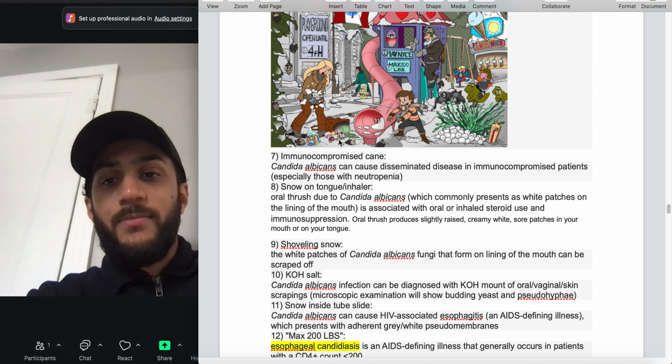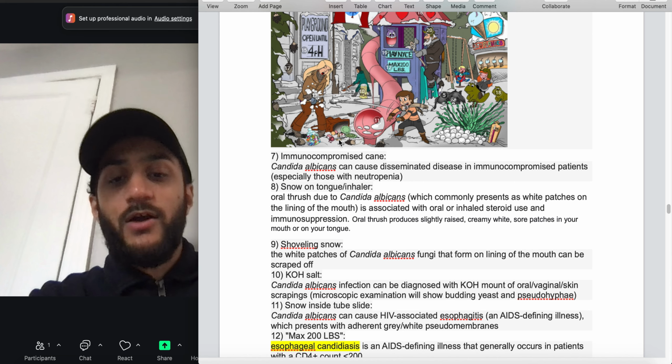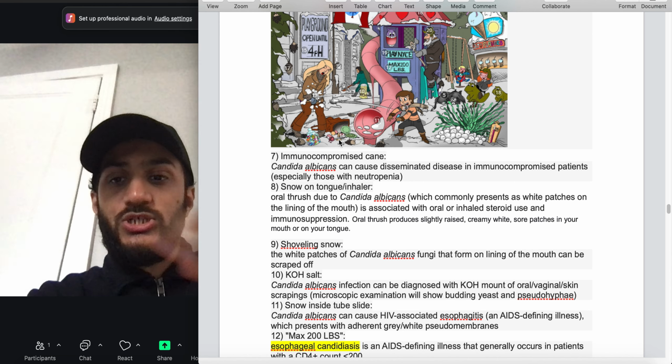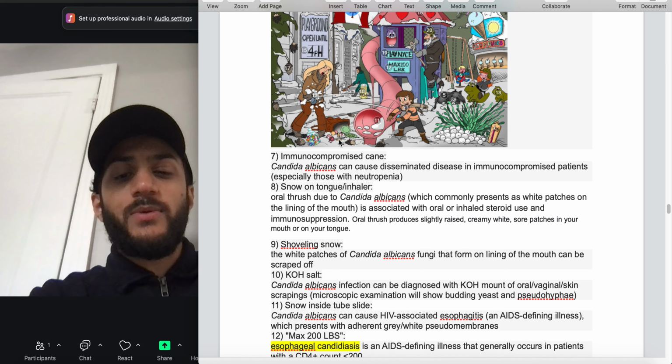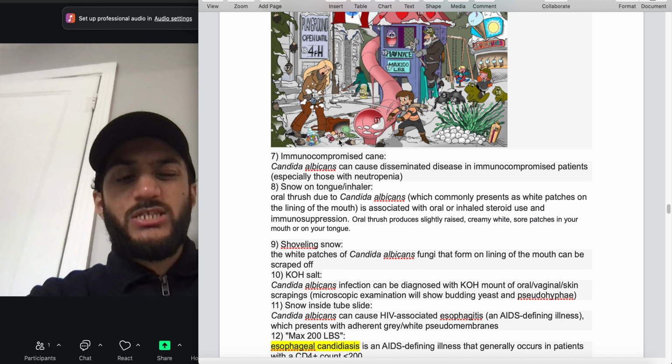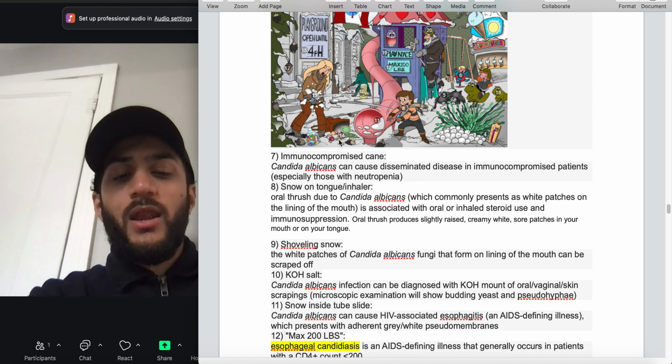And the microscopic examination will show budding yeast and pseudohyphae. Then we can see the tongue has snow inside it. That's referring to vaginal candidiasis. So we can see HIV-associated esophagitis, an AIDS-defining illness. And this is going to be with adherent gray-white pseudomembranes.